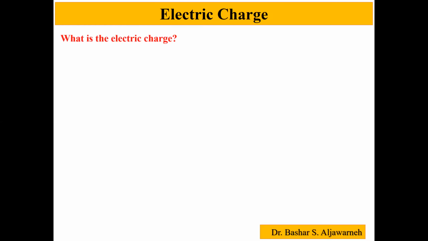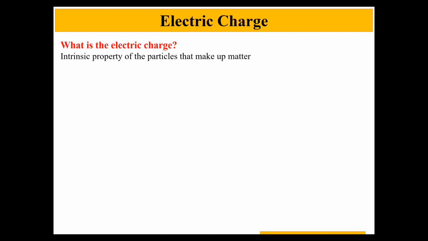Therefore, the electric charge is an intrinsic property of the particles that make up the matter, where the electric charge comes in either negative charge or positive charge. Therefore, we can say the following. There are two types of electric charge, which are positive and negative charge, commonly carried by charge carriers, protons and electrons.